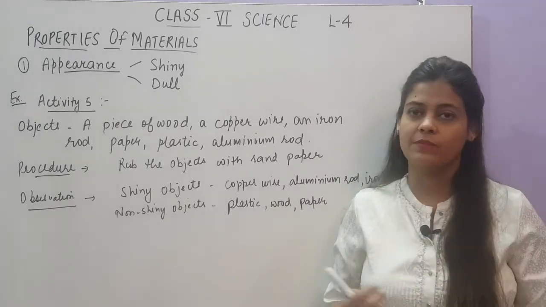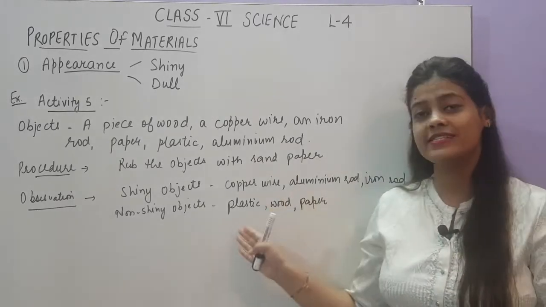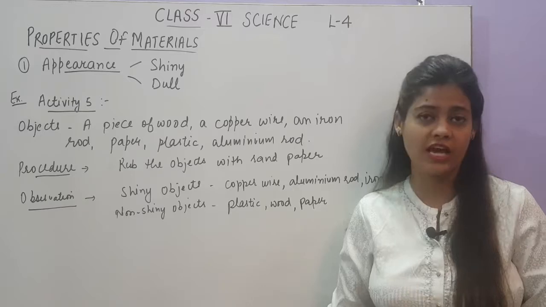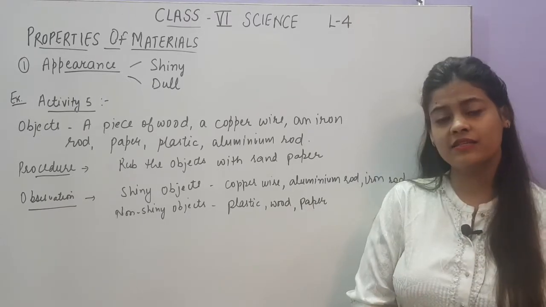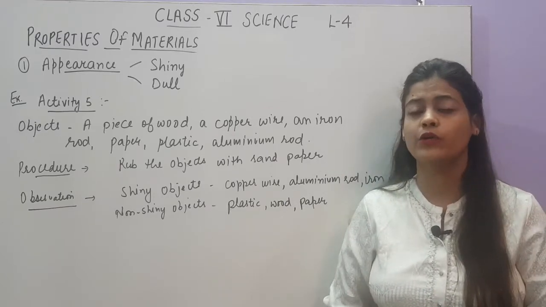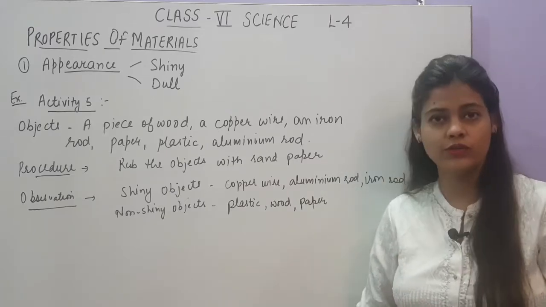Then paper, you have all seen, paper is not a shining material. So with this activity you can find the things which have a shiny appearance. You can look around yourself. There are utensils in the kitchen, the things in the room, whatever things are there around you, you can find them. Either they are shiny or non-shiny.